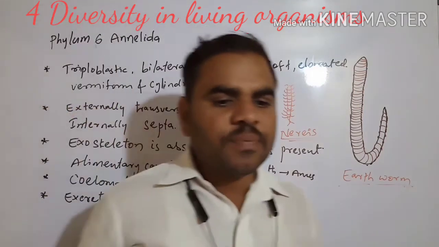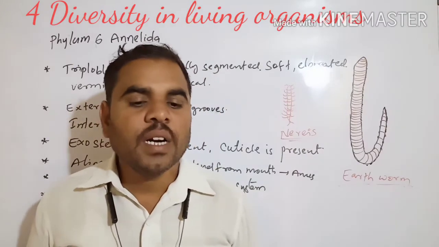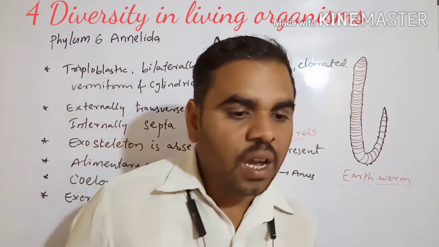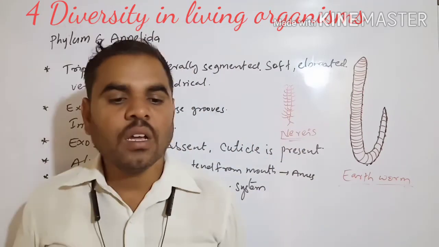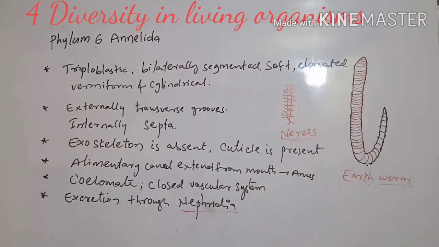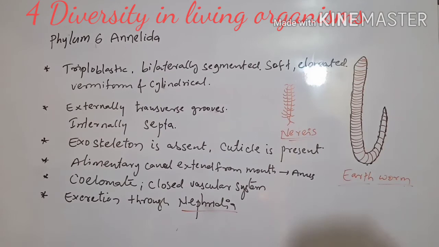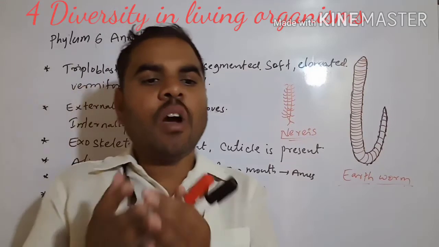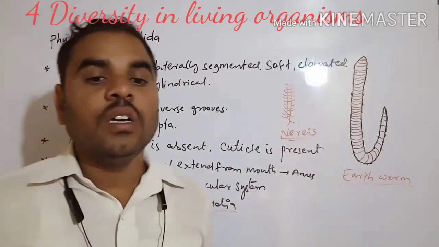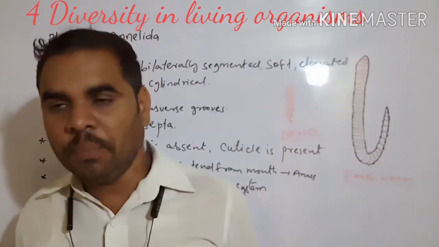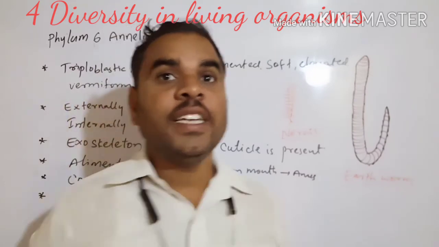Next, we have to see that from the coelom and bloodstream, waste is removed directly to the exterior. The nervous system consists of a dorsal brain. Excretion is through nephridia. Paired segmented nephridia remove the waste material from the coelom and bloodstream directly to the exterior.